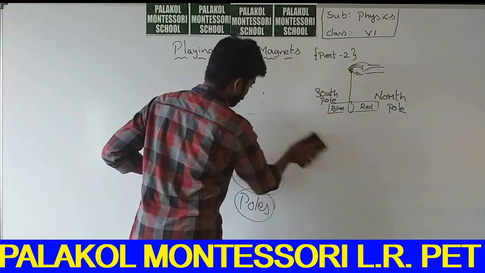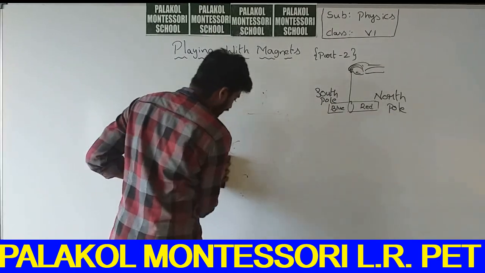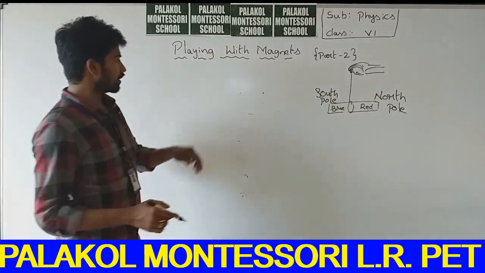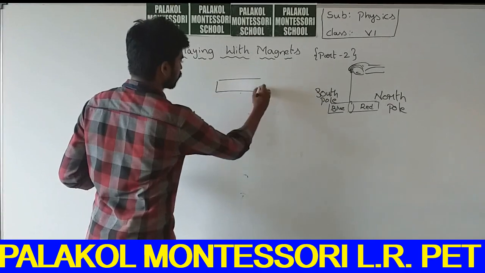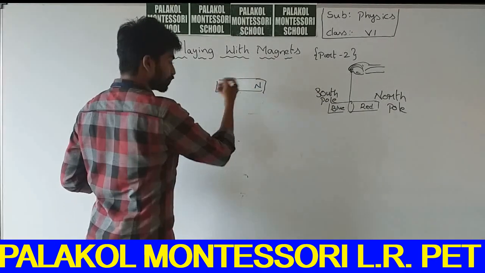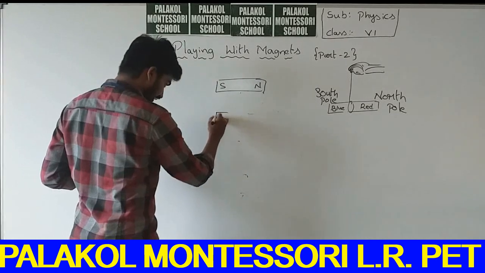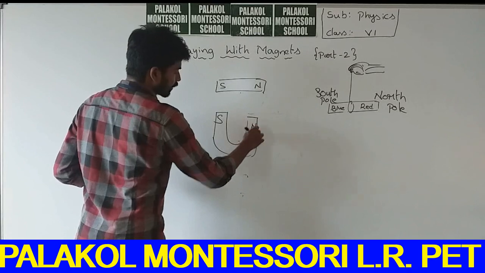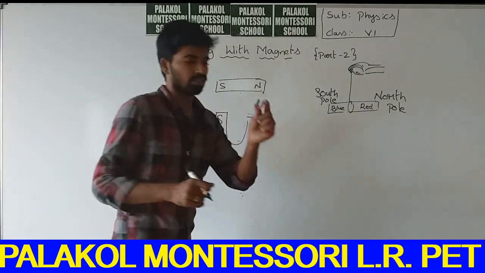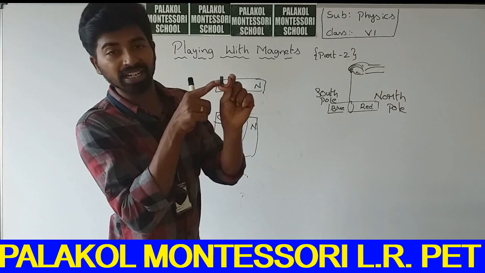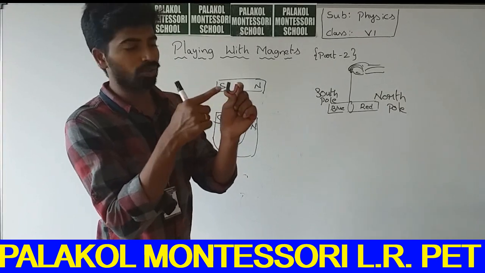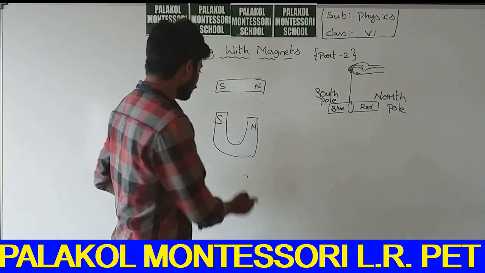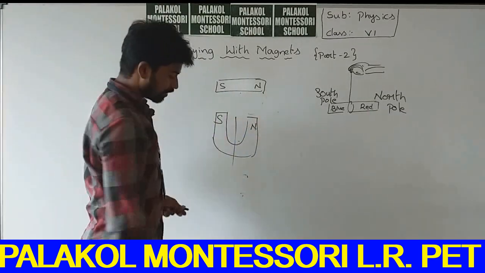So now onwards, if I draw the diagram of a bar magnet, I will denote the north pole and south pole like this. For example, if a horseshoe magnet is there, if you observe here, you can find the letter S at one edge and N at the other. The blue colored part is the south pole and this is the north pole. So one is south and another one is north.